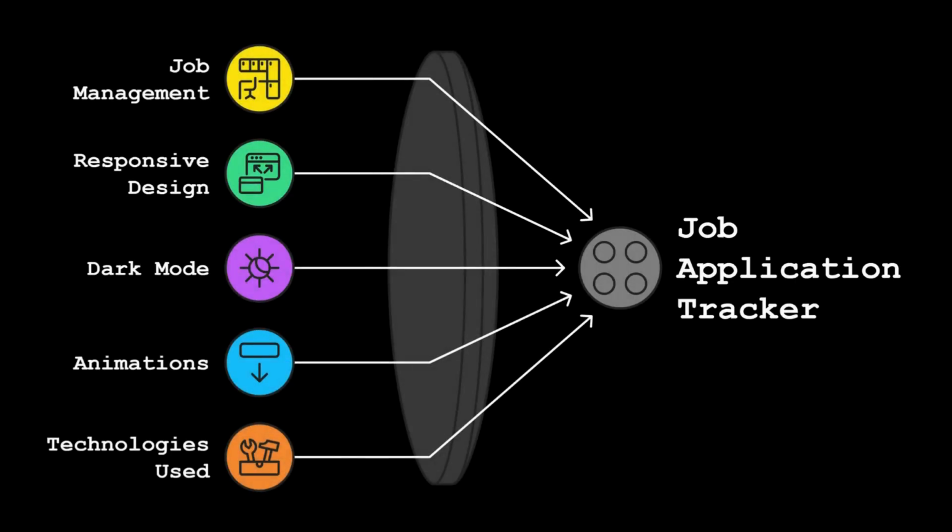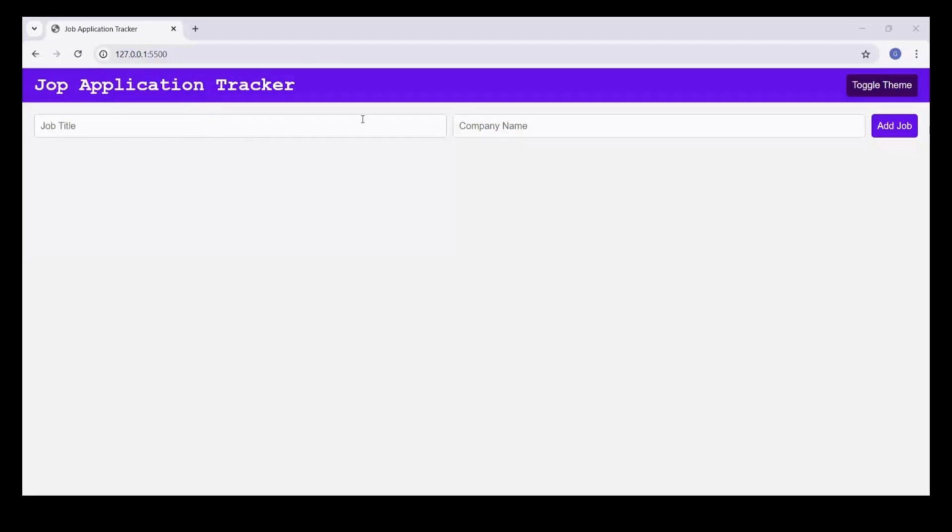Today we are going to create a basic job application tracker using HTML, CSS and JavaScript. So let's get started. First, let me explain what this project is about and what we are going to do, and I will show you the completed app on the screen so you can understand it better.